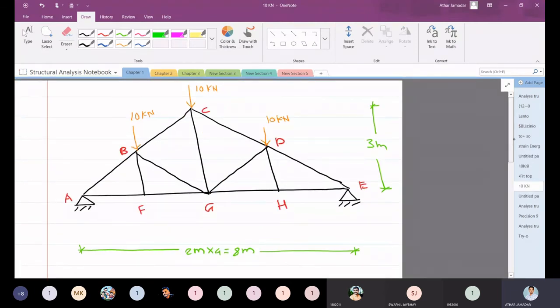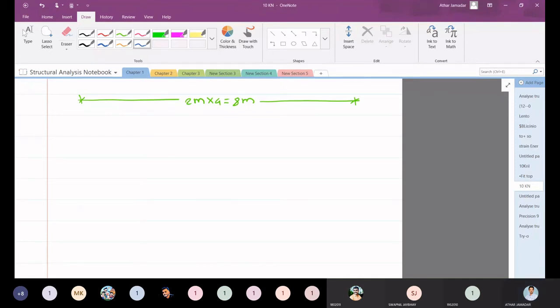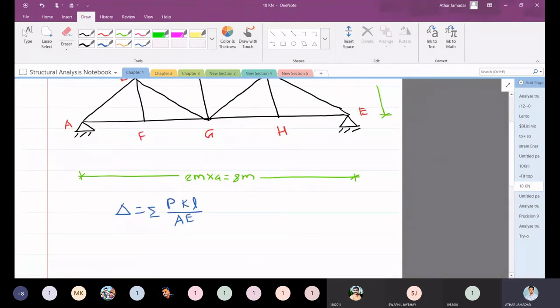Whenever there is a problem to find out deflection at any point, remember our formula for that deflection is nothing but PKL upon AE, and this will be the summation of PKL upon AE for each and every member. So P for each member is different, that means the force acting in each member is different. K is different. What is the meaning of K? That I will tell you very shortly.